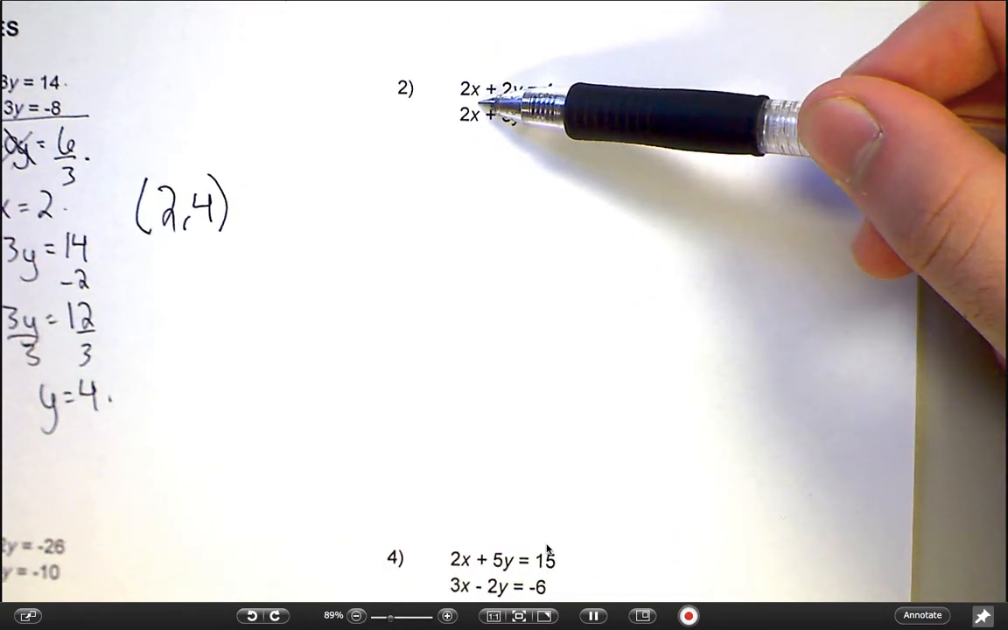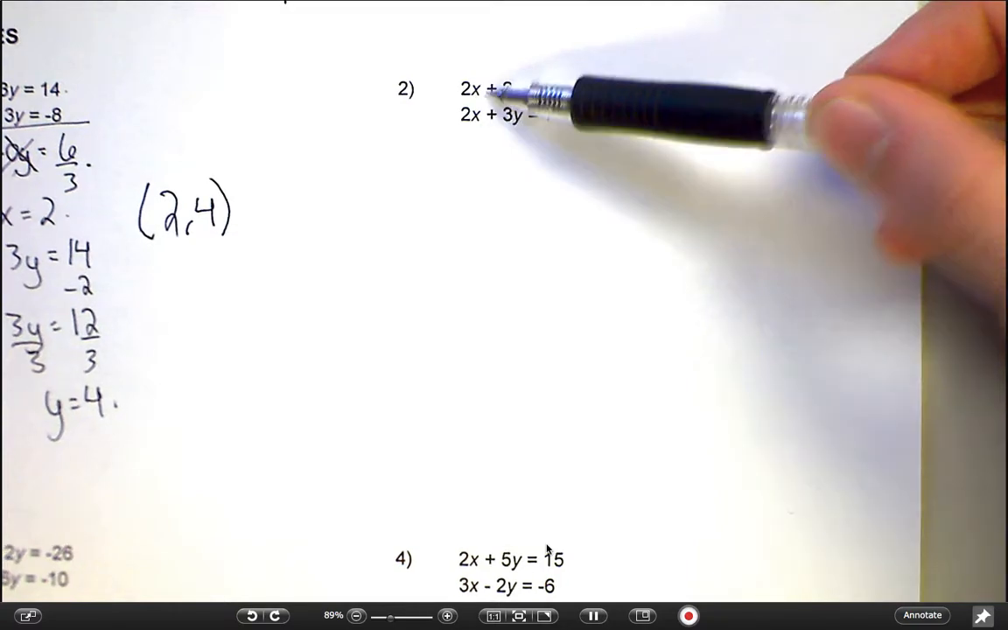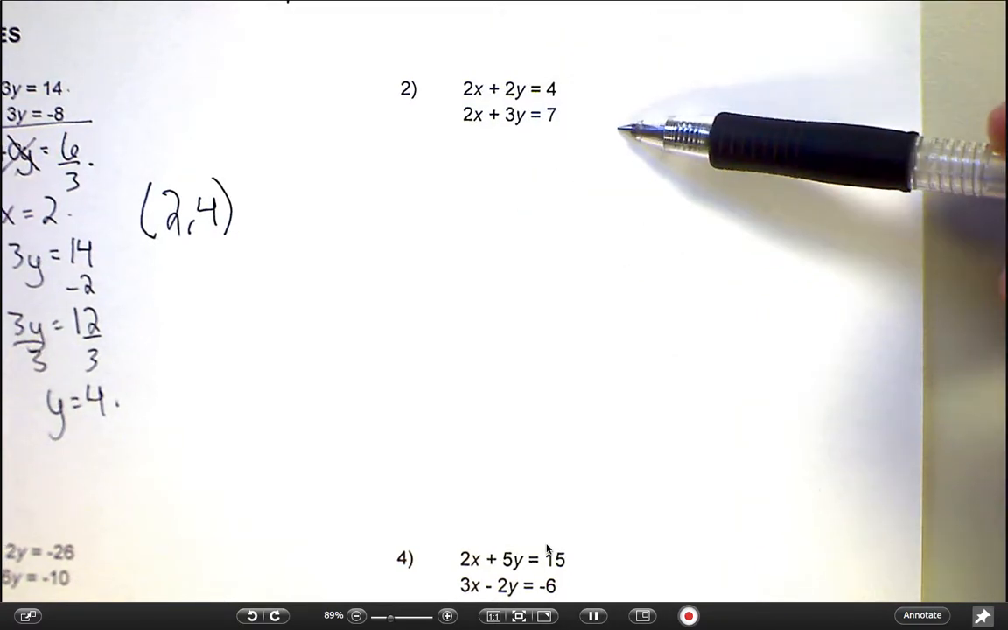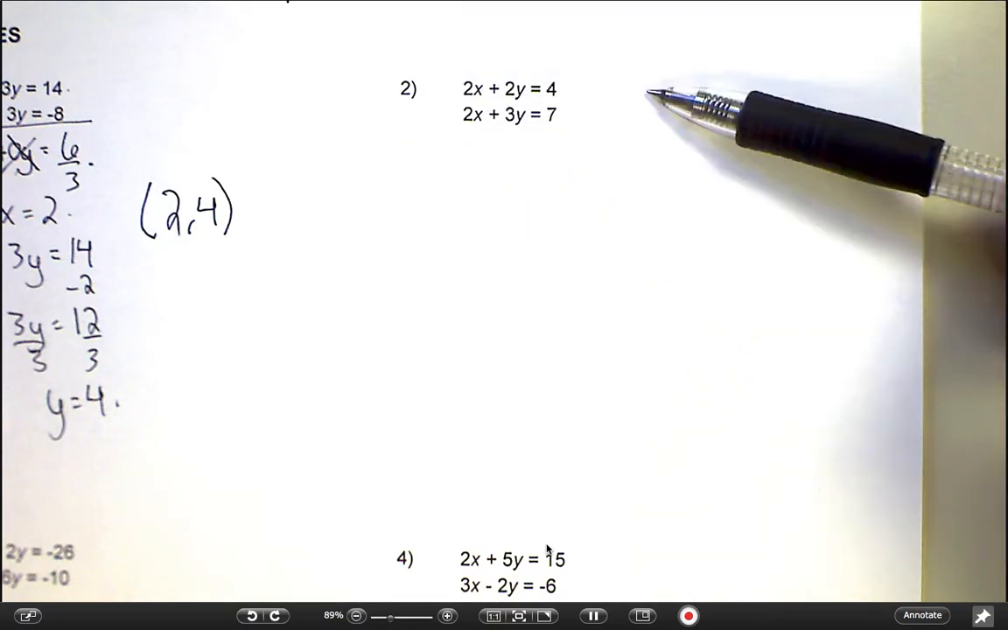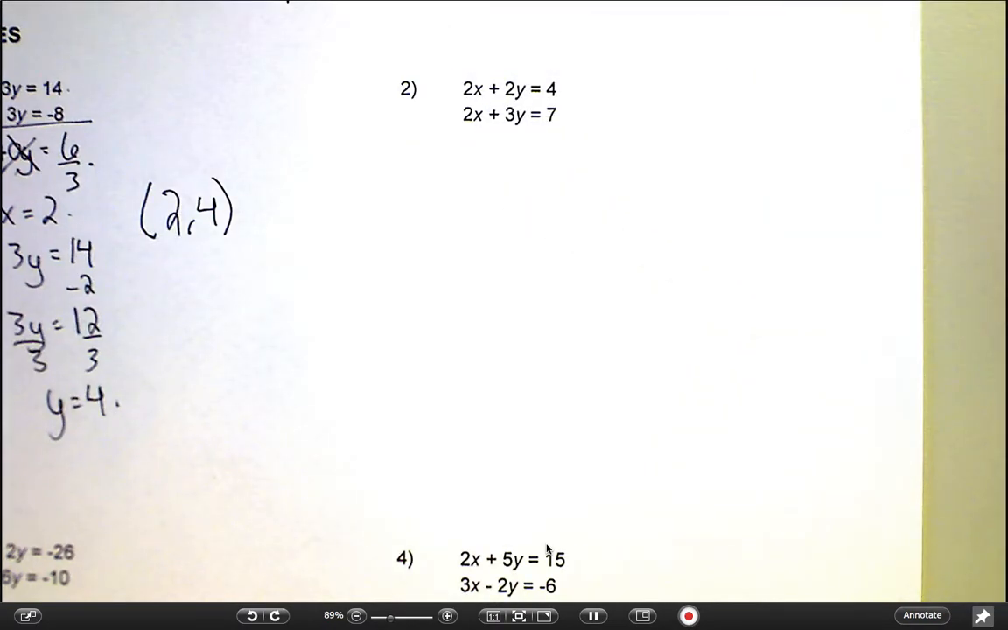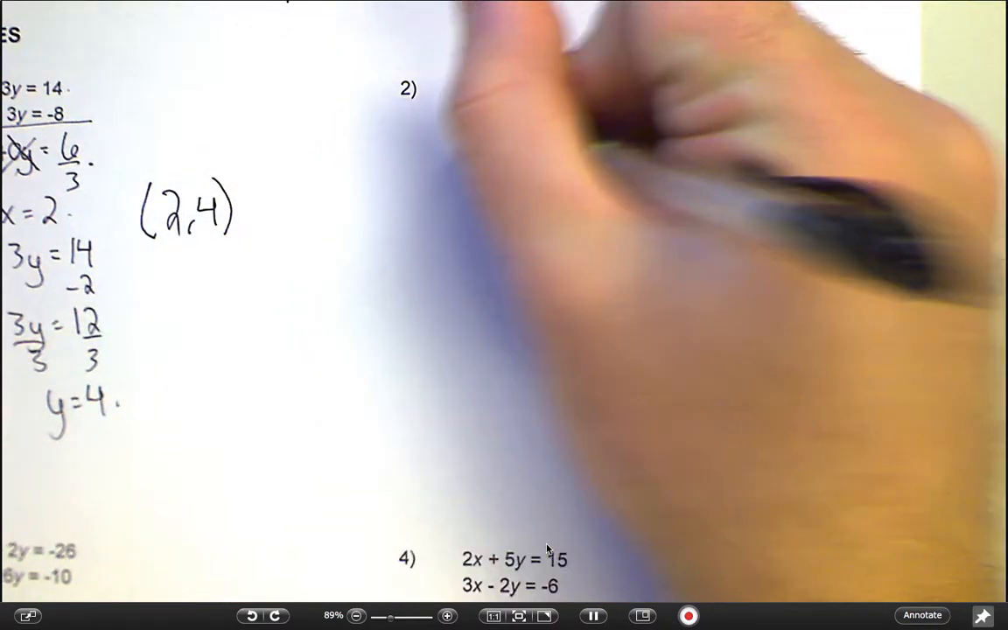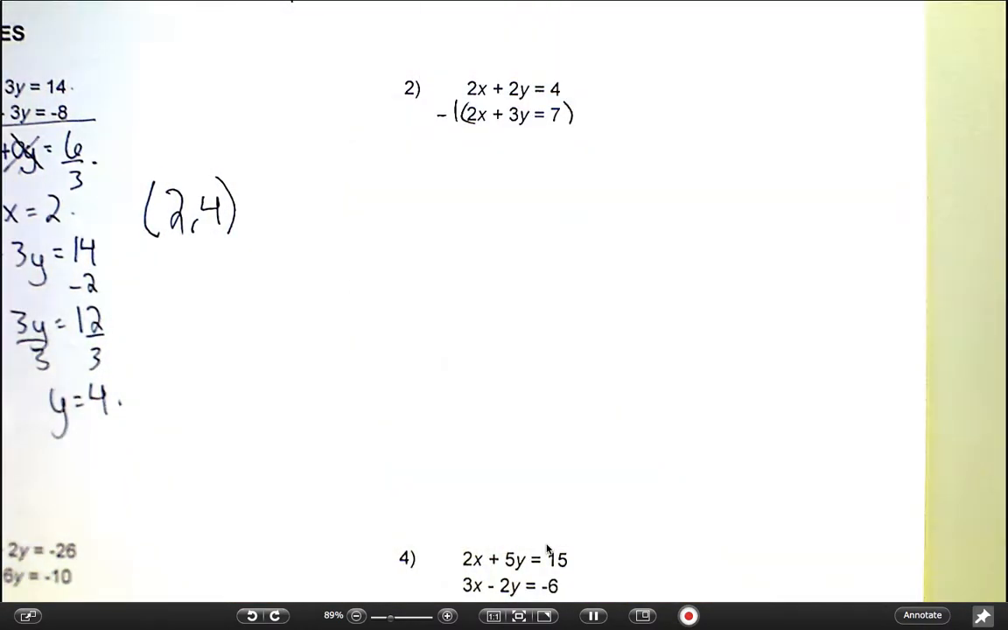I really need one of these to be negative. So the way to do that is I can manipulate one of these entire equations by multiplying it. And I can multiply it as long as I multiply both sides of the equations. If I do the same thing to both sides of that equal sign, I'm allowed to do it. So I'm going to take this bottom equation here, and I'm going to multiply the entire thing by negative 1.